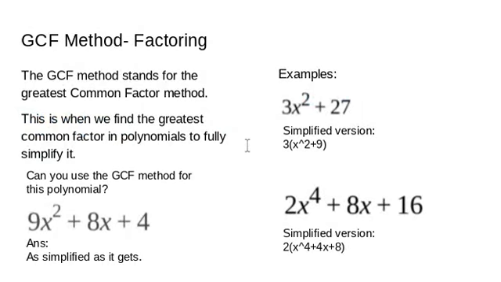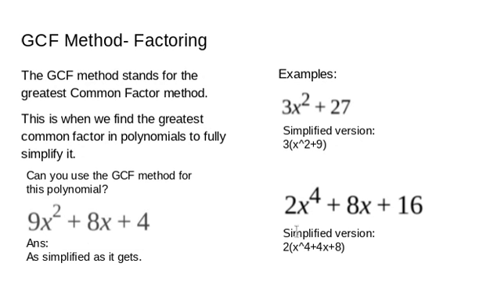So the GCF method stands for the greatest common factor. This is when we find the greatest common factor in polynomials to fully simplify it. So for example, for 3x squared plus 27, we can factor out a 3 and we're left with x squared plus 9. That's the GCF method. 3 was the greatest common factor that we could take out. For 9x squared plus 8x plus 4, because there is no GCF, that's as simplified as it gets. We can't really factor it any further.